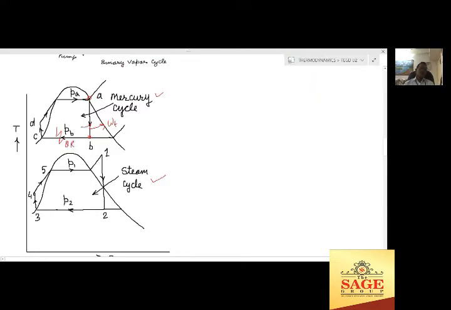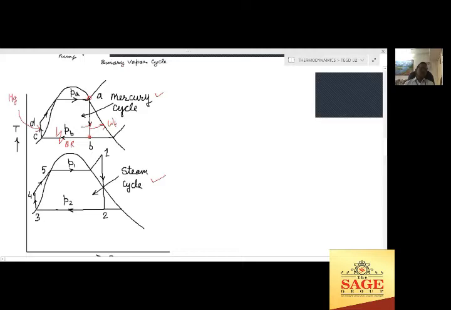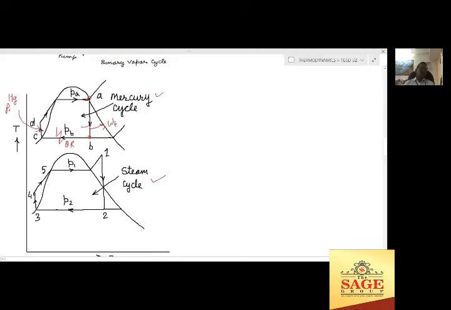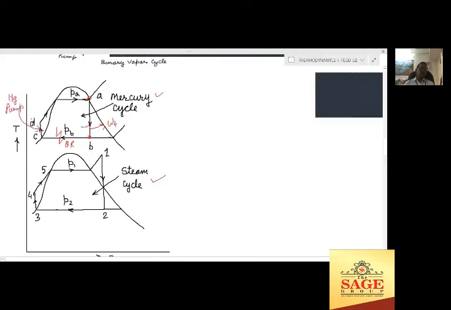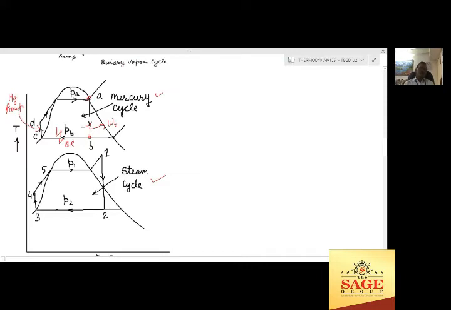C to D is the operation of the mercury pump. I will write here, mercury means Hg pump. The mercury pump increases the pressure, and D to point A is the boiler operation, which is the mercury boiler.